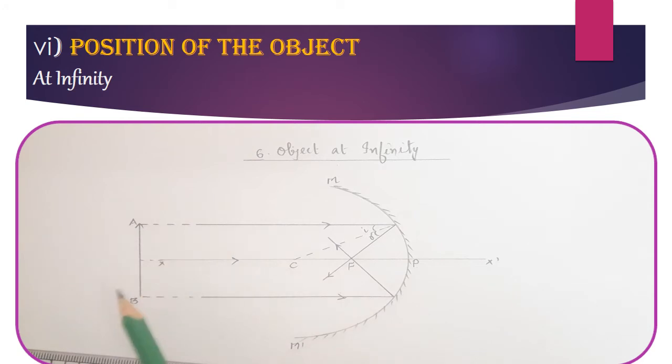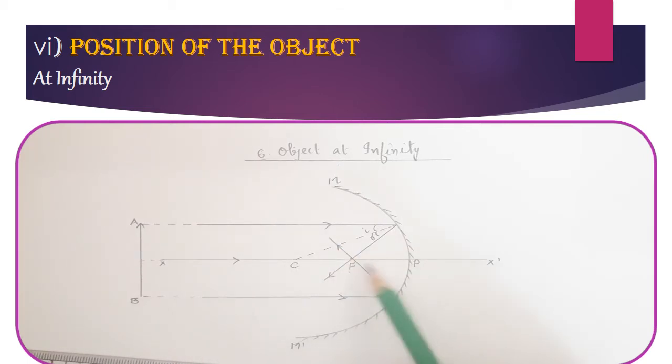So children, look, when the object is kept at infinity, where did we get the image? We get a highly diminished point-sized image at the principal focus. So where is the image formed? The image is formed at the principal focus. The nature of the image is real and inverted. Real and inverted, why? Because actual intersection of light rays happens.